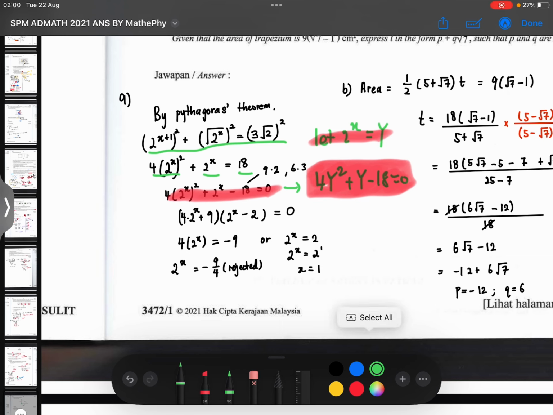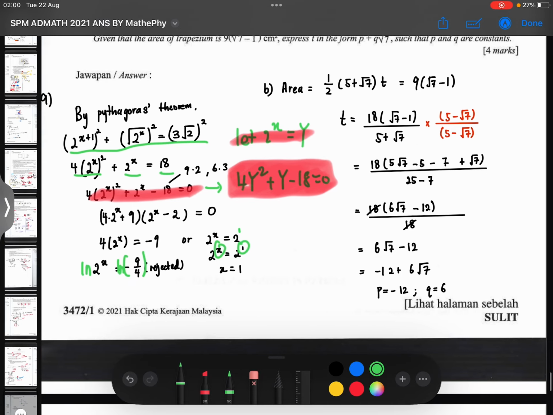It is rejected because if you try to take ln, you can see ln of a negative number, a negative input, is not defined in the logarithmic function, so it is rejected. But you still have a second option, which is 2 power x equals 2, or 2 power 1. So just compare the power, x equals 1 like that. Okay.